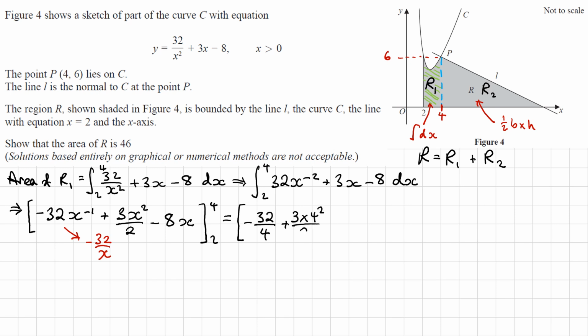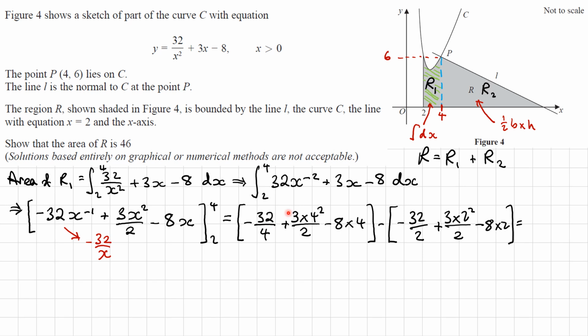squared over 2 minus 8 times 4, and then we subtract from that what we get when we substitute in the limit of 2, so that will be minus 32 over 2 plus 3 times 2 squared over 2 minus 8 times 2. Now when you're evaluating things like this, it's always best to work out each part separately and write down what you get rather than try and do it all in one go on your calculator.